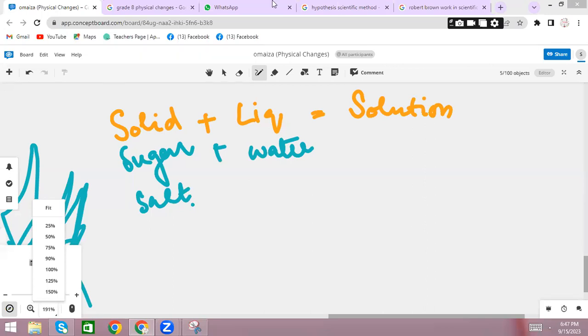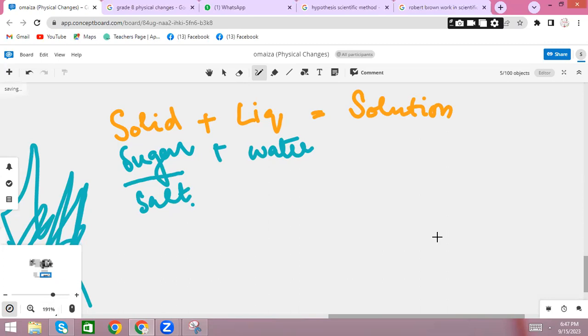Yes. Okay. So we were discussing that when we dissolve a solid into a liquid, we get a solution. And I was telling you about an example in which we have the solid as sugar and the liquid as water, and it is making a soluble solution.